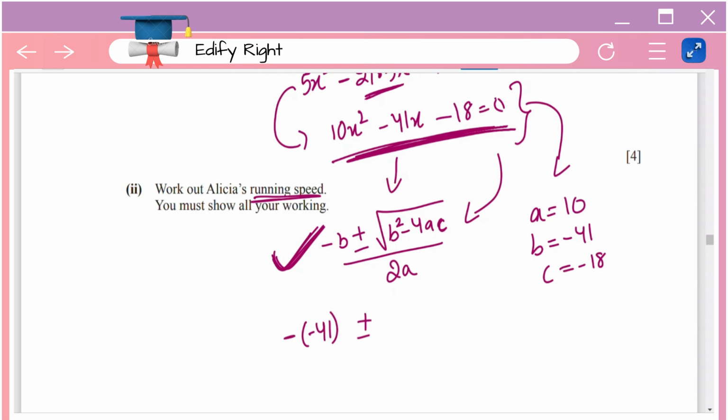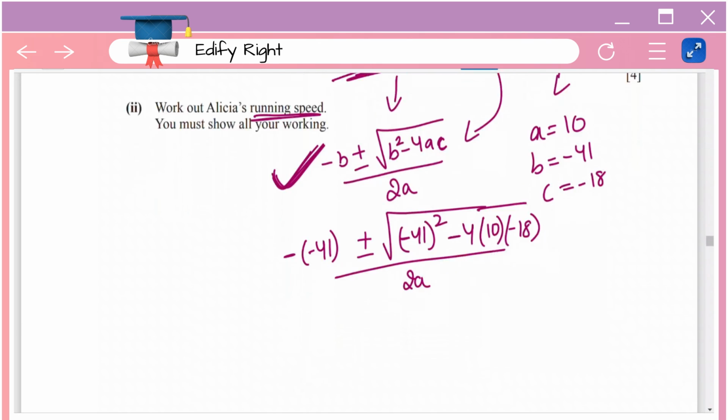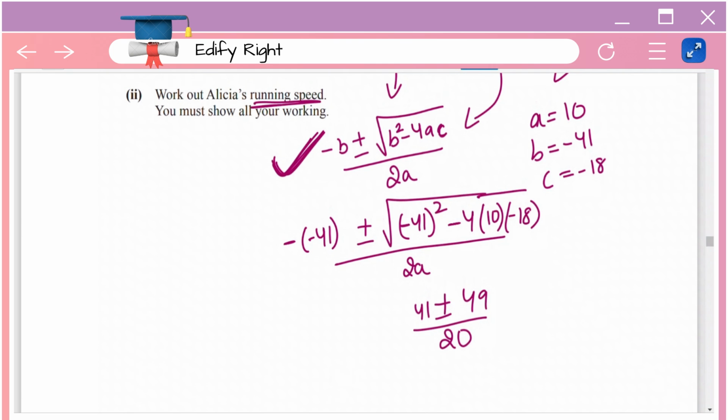So that is minus of minus 41 plus or minus. I'm writing plus or minus because if you take plus, you get one value of x, and if you take minus, you get another value of x. Since this is a quadratic equation, we get two values of x as the answer. So that's minus 41 square minus 4 times 10 times minus 18 upon 2a. And when you solve this, you get the answer as 41 plus or minus 49 upon 20.